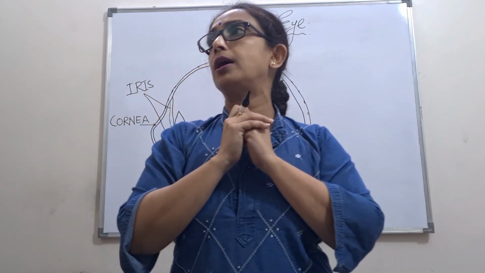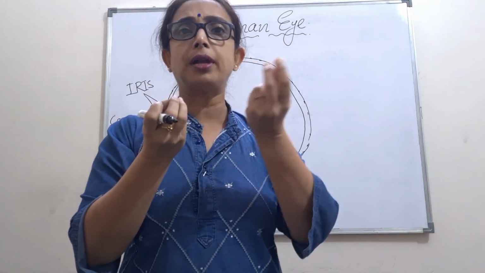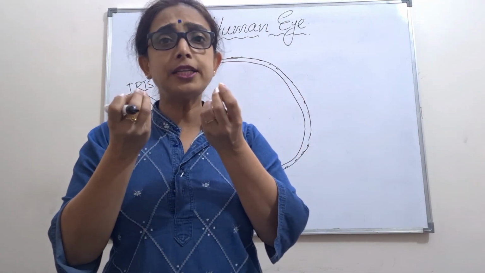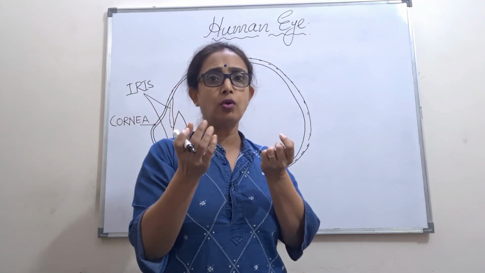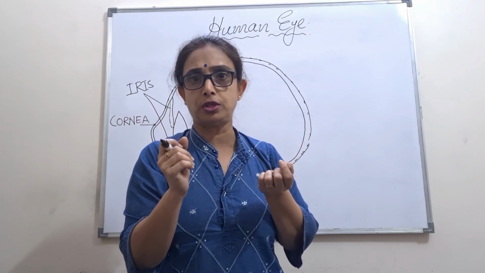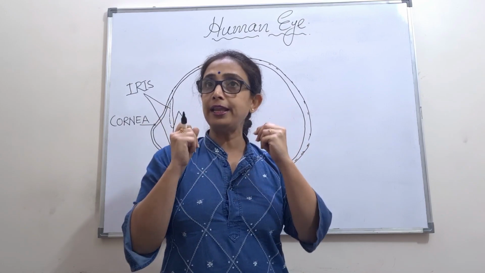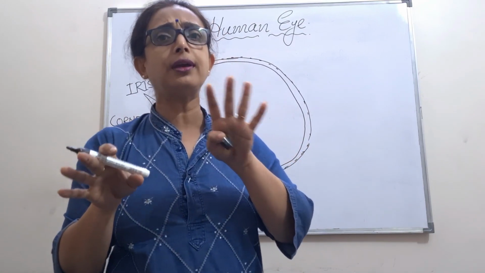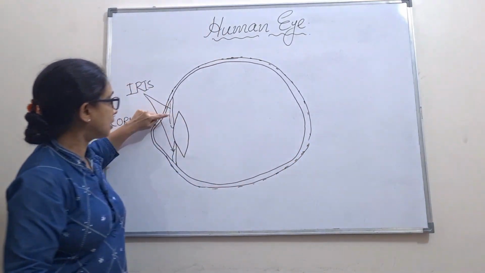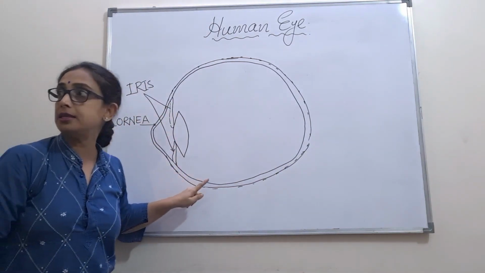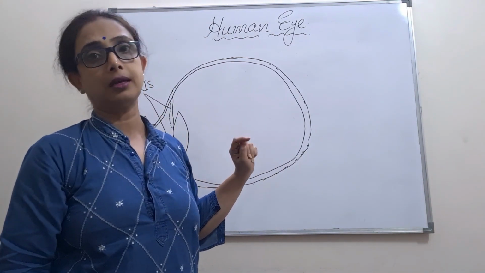You must have seen that many people have brown eyes, some have light blue eyes. If I tell you, you are all aware of Aishwarya Rai Bachchan. She has greenish blue eyes. That greenish blue is not because she is wearing a lens. It's because the color of her iris is greenish blue.